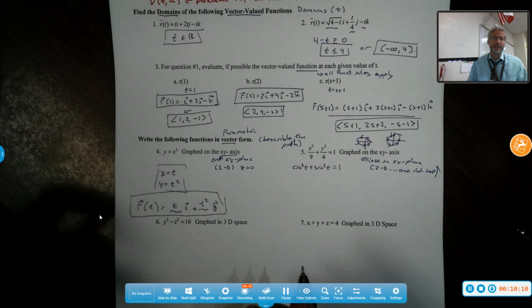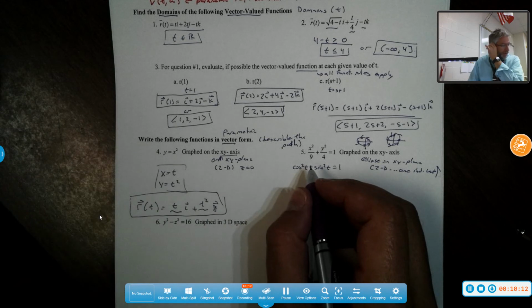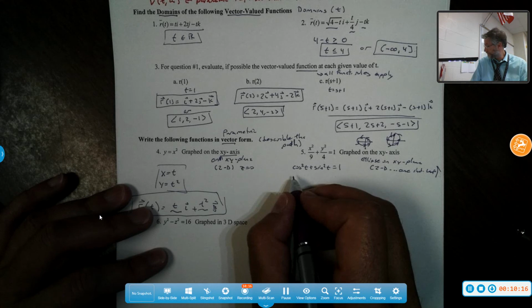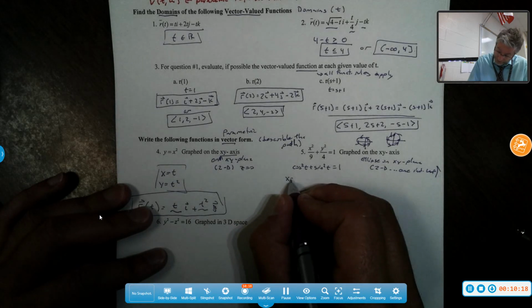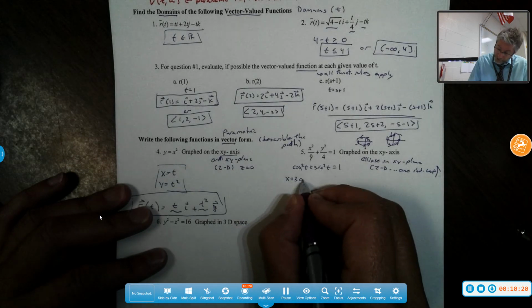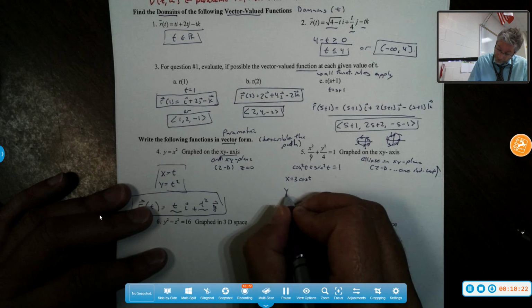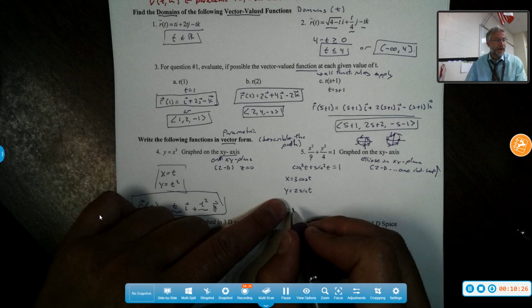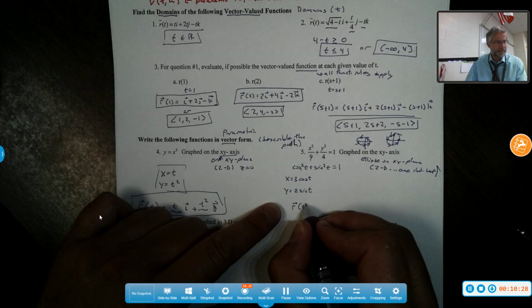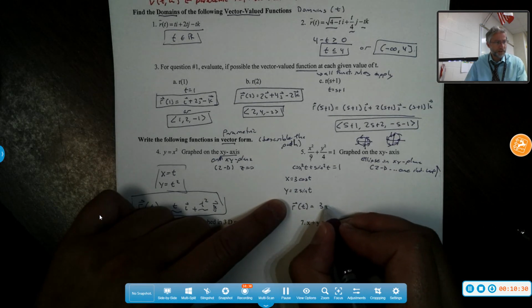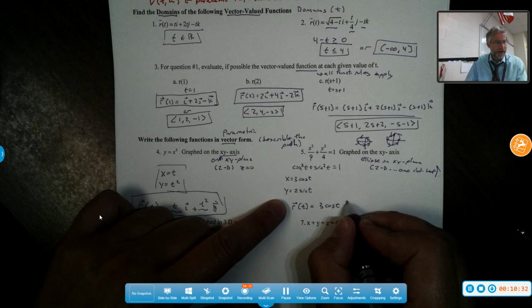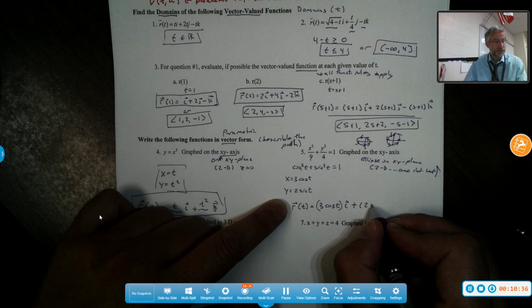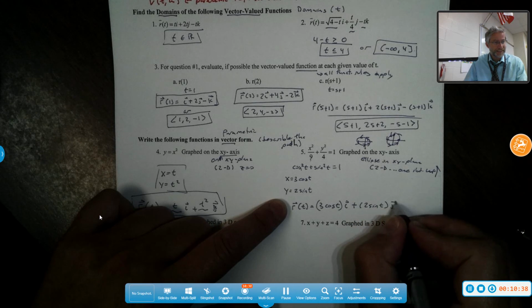It does eliminate some confusion. So we know from pre-cal that x is going to become 3 cosine t, and y becomes 2 sine t. And if I were to write this as my vector valued function, we would get (3 cosine t) i, put that in parentheses just to separate it out, plus 2 sine t j.